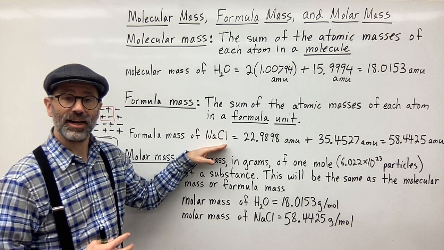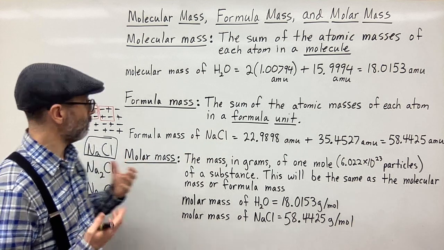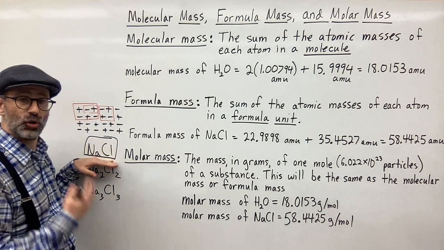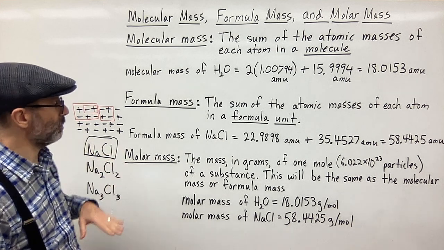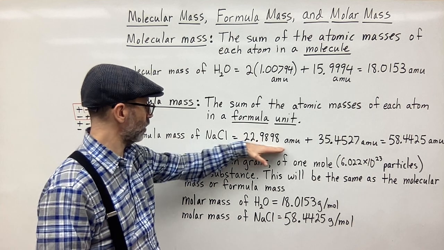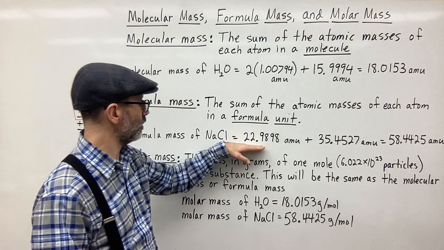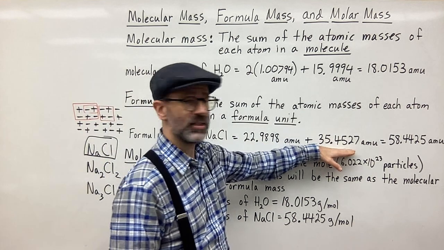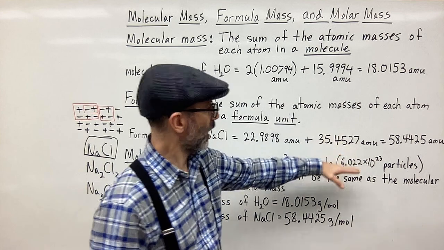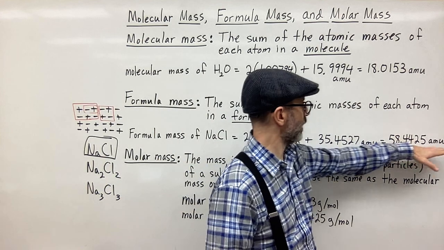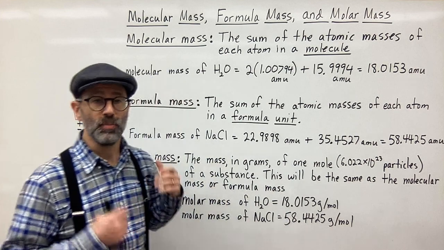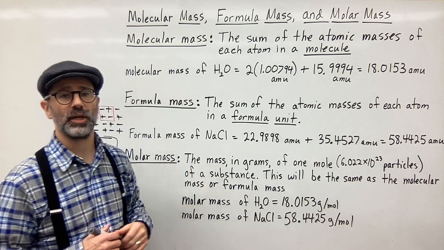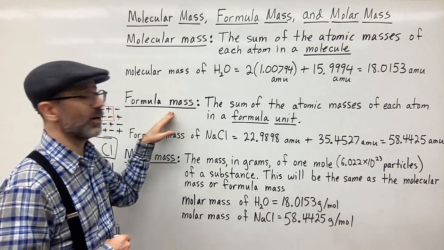We're just going to add up the atoms that make up the formula unit of this ionic compound. So we take the mass of Na, we add to that the mass of chlorine, and we get the mass of NaCl, again in atomic mass units. So that's the distinction between a molecular mass and a formula mass.